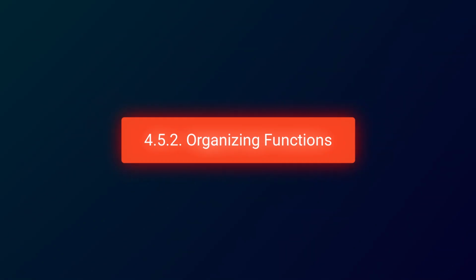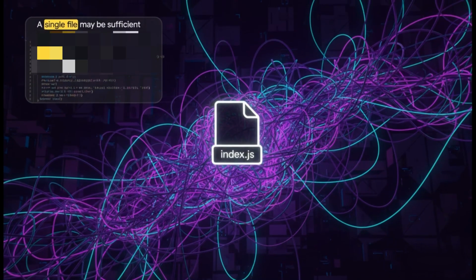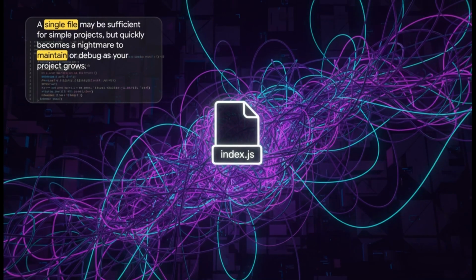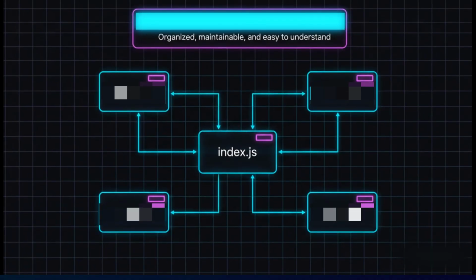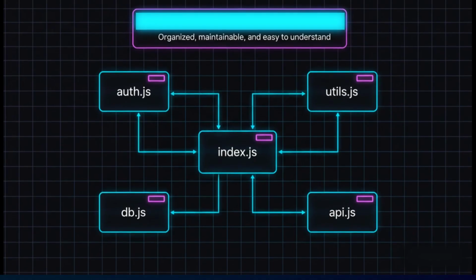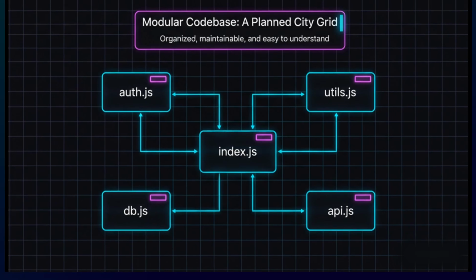Organizing functions. For simple projects, a single file may be sufficient. However, as your project grows, organizing your functions becomes essential. You can structure your code into multiple files, and you can organize your functions by topic or service. This makes your code base more maintainable and easier to debug.